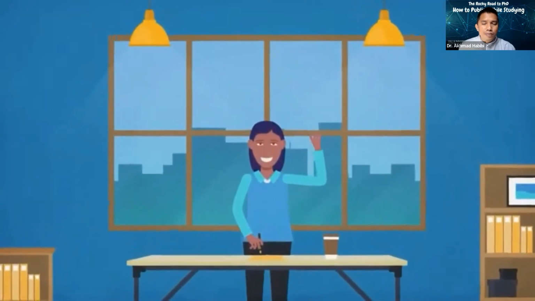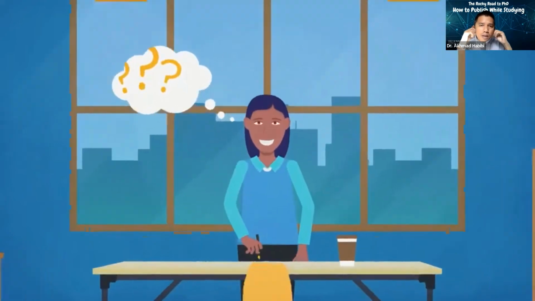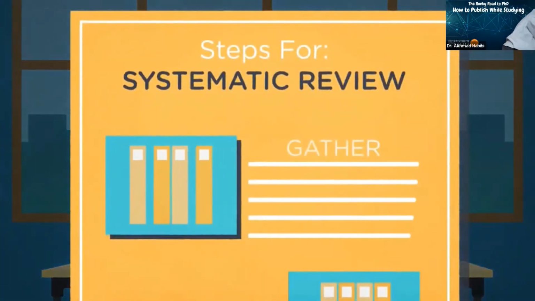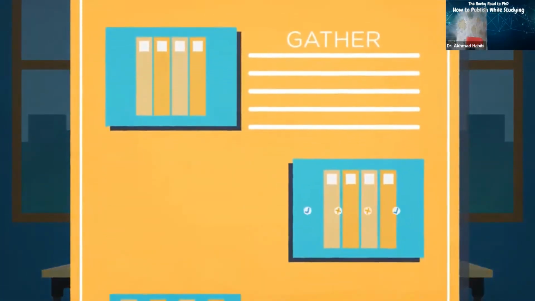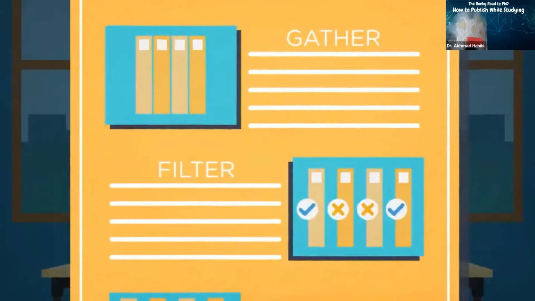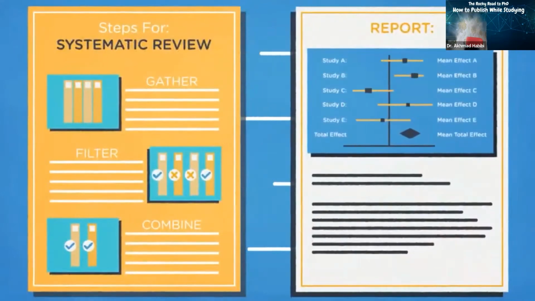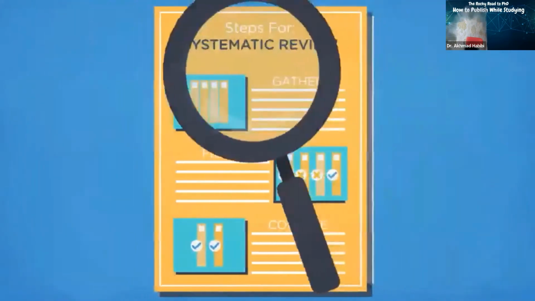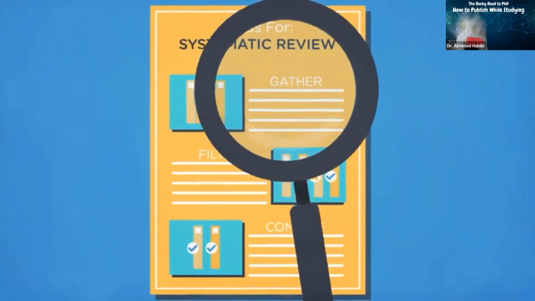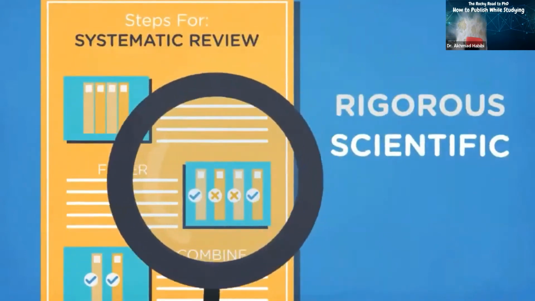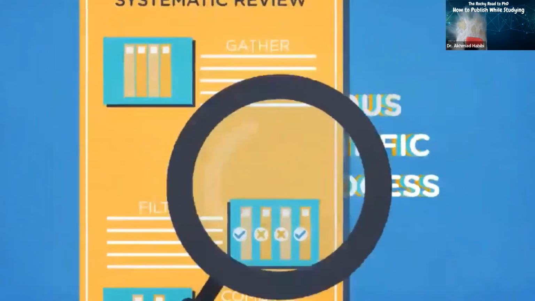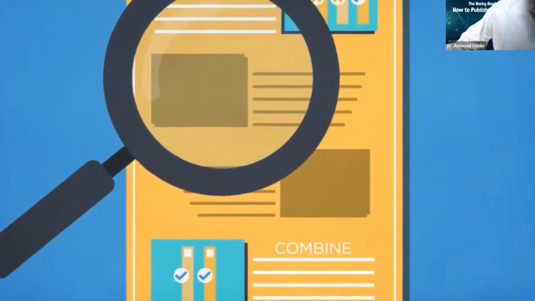From a distance, the steps of a systematic review look pretty basic. To answer a question or a series of questions, you just gather all the information that exists, filter out the information that doesn't apply to your question, then combine it all together into a report about existing evidence and research gaps. But let's take a closer look. Systematic reviews follow a rigorous scientific process. It takes more than a few steps to comprehensively gather, combine, and evaluate existing evidence.